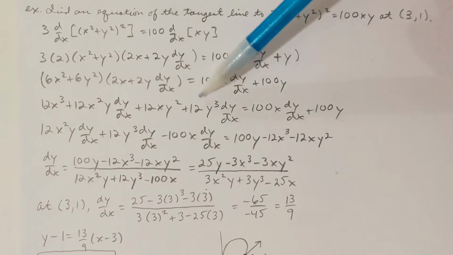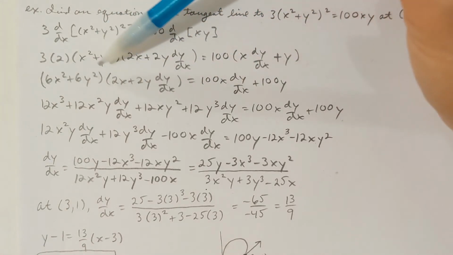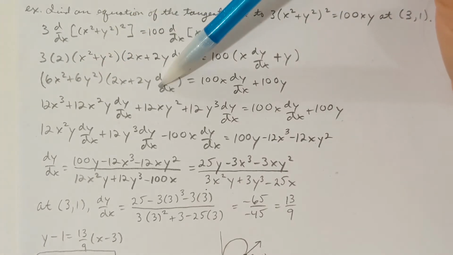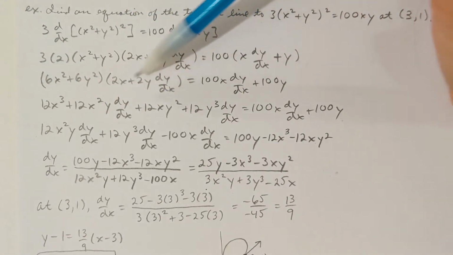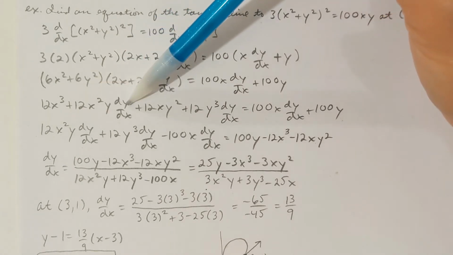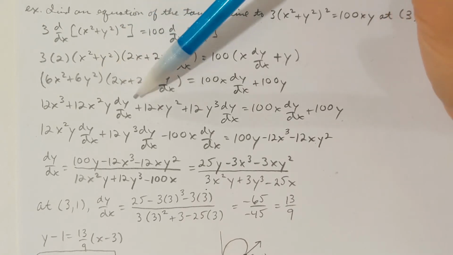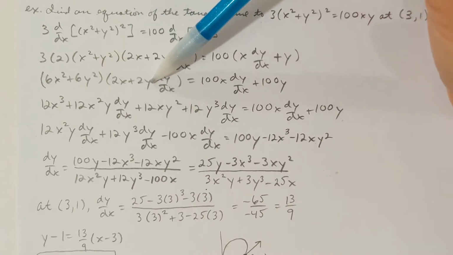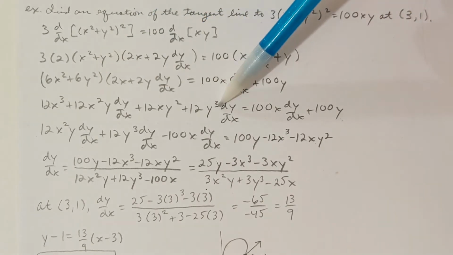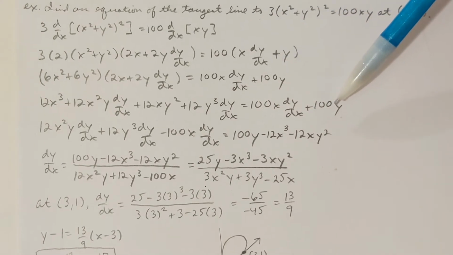So on the left side, I'm FOILing this out. 6x squared times 2x is 12x cubed. The outer terms, we're looking at 6x squared times 2y dy/dx. That'd be 12x squared y dy/dx. And then plus the inner terms would be 12xy squared. And then the last terms, you're looking at 12y cubed dy/dx. And we're keeping the right side as is.